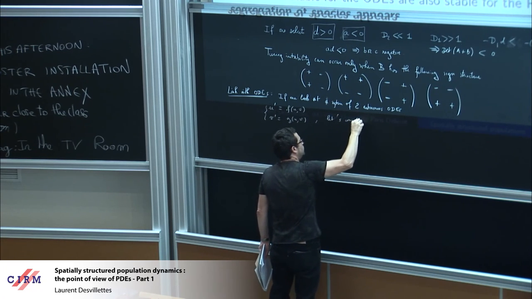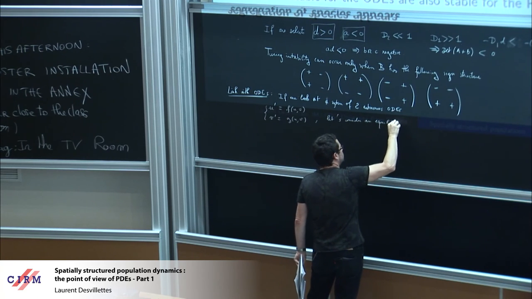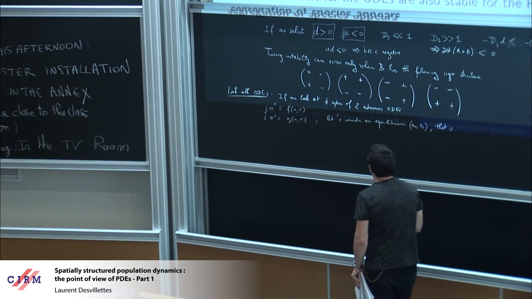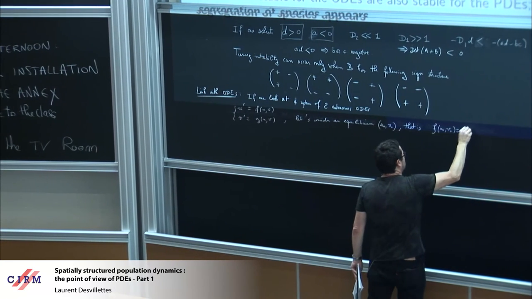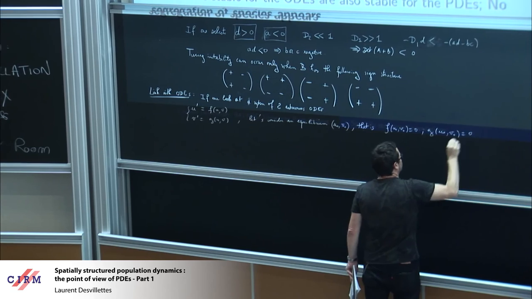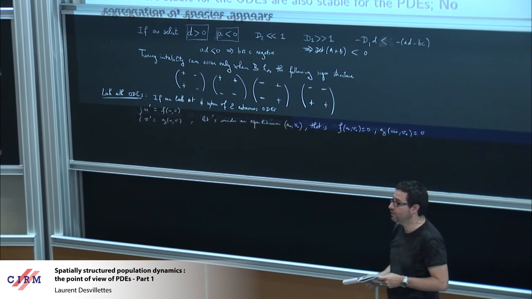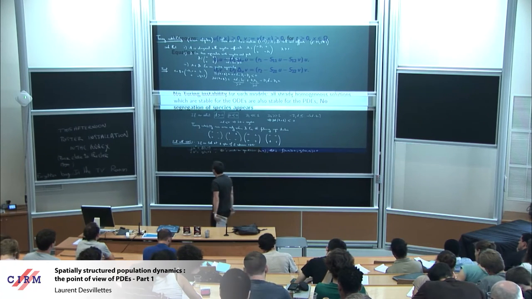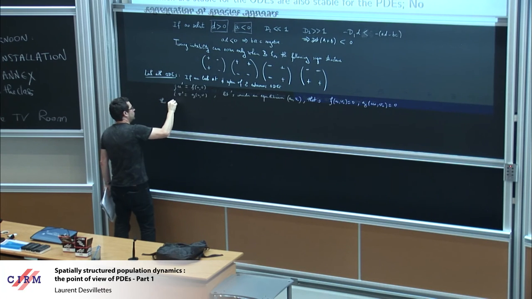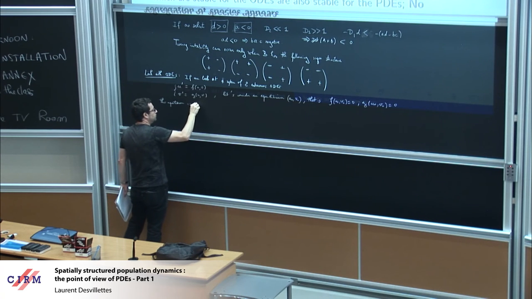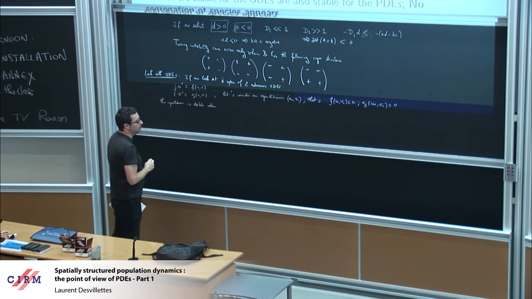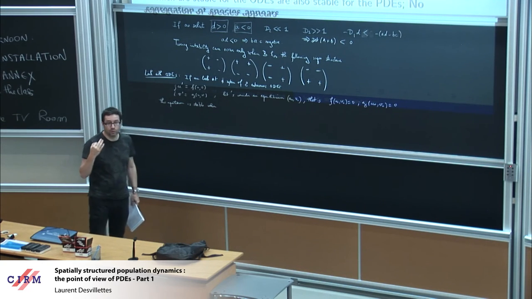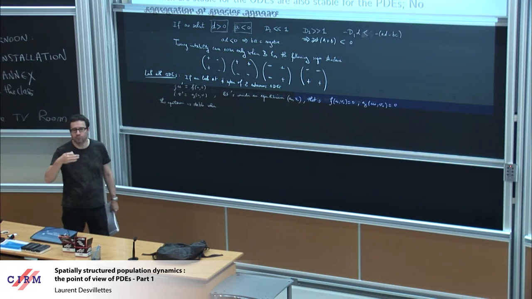let's consider an equilibrium U0, V0. That is, you suppose that F and G are equal to zero at point U0 and V0. Then the theory of ODEs tells you that this equilibrium is stable when the matrix obtained by linearization around those points has strictly negative eigenvalues, or eigenvalues with strictly negative real parts.